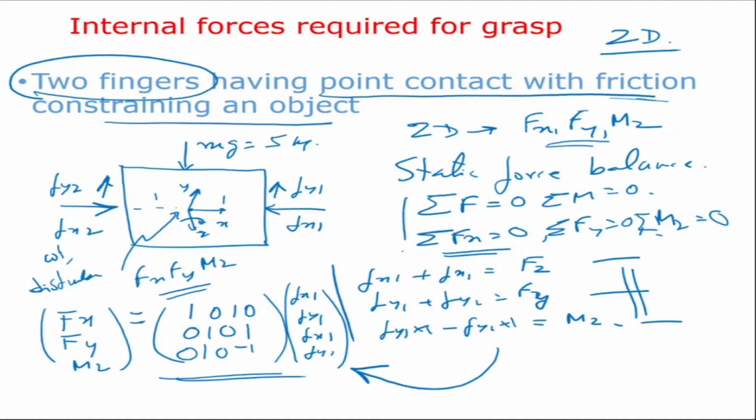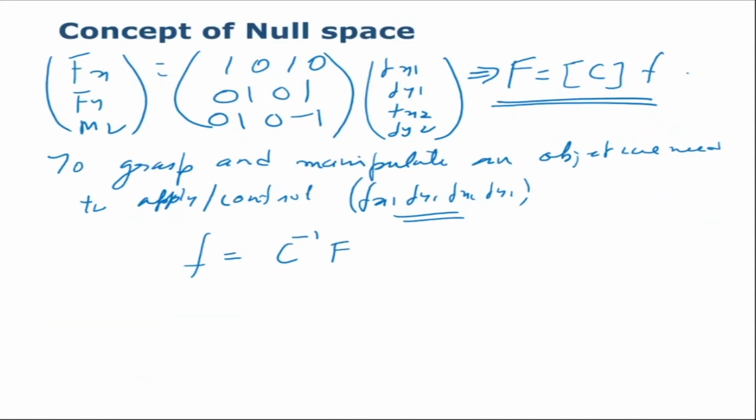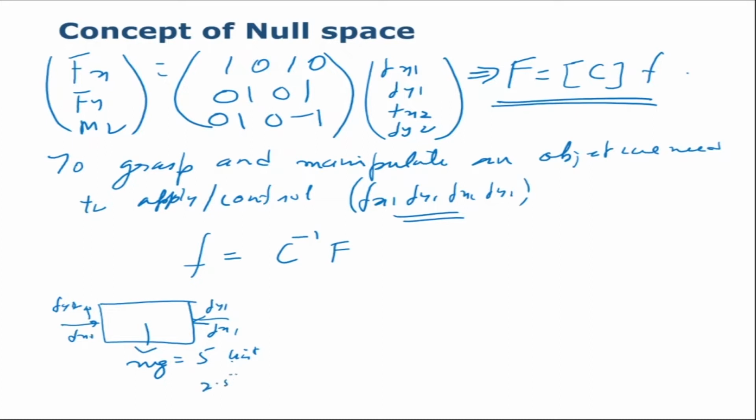Essentially we have to write our equations of static equilibrium, then try and solve for Fx1, Fx2, Fy1, Fy2. That's how we're going to solve it. Now if you just look at this problem, please think about it. We have an object with mg equal to 5 units, whatever the units. I'm asking you what is Fx1, Fx2, Fy1, Fy2. If you just look at this problem, you tend to say that it is 2.5 and 2.5. Is that the correct answer?